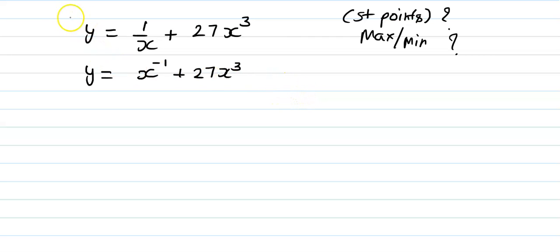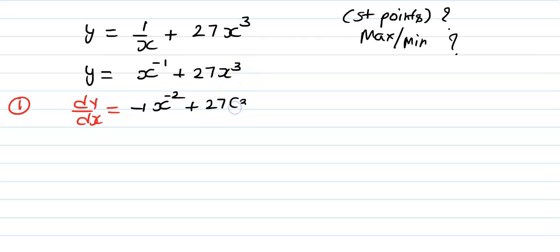Now y equal to x to the power minus 1. We are going to differentiate. So our first step is differentiation of this. So dy over dx. So x to the power minus 1 differentiation will be minus 1 x to the power minus 2. And here 3 is coming forward, so it is 27 times 3 x to the power 2. Okay. If you simplify, it will be minus 1 over x squared.